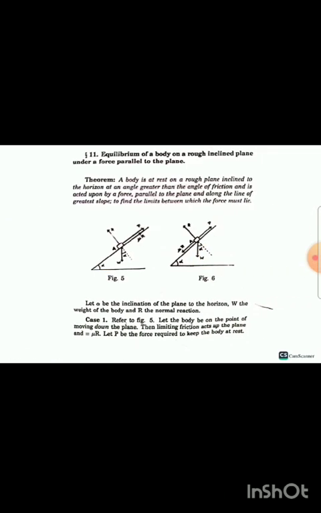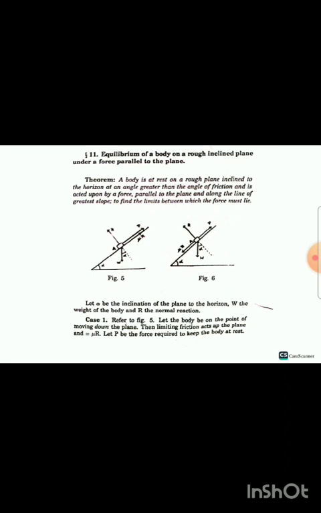In this lecture, we are going to discuss the equilibrium of a body on a rough inclined plane under a force parallel to the plane. In this topic, we are going to see one theorem. The statement of the theorem: a body is at rest on a rough plane inclined to the horizon at an angle greater than the angle of friction, and it is acted upon by a force parallel to the plane and along the line of greatest slope. To find the limits between which the force must lie.